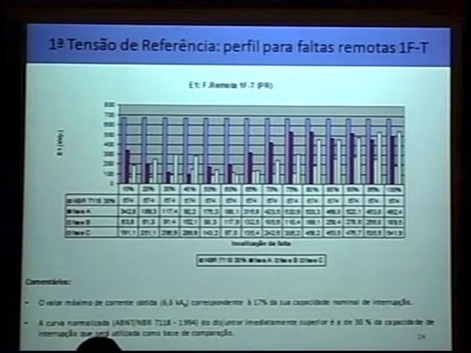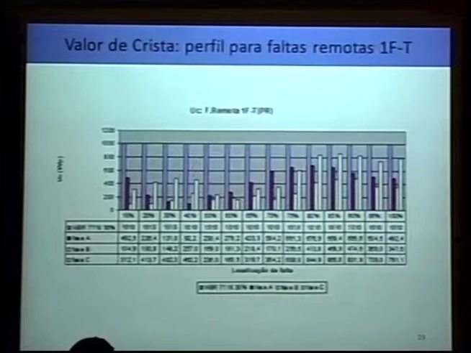Remembering that the maximum value that was obtained for the current for remote phases was 0.6 kiloamperes, which corresponds to 17% of the interruption capacity of the circuit breaker, and the curve we used as reference for service or not would be the standard curve, which is immediately above this, which is 30% above the capacity. So for single-phase fault, the circuit breaker is not surpassed by the TRV, as the graphs have shown. And these are the standard values, and these were the values obtained during the simulation.